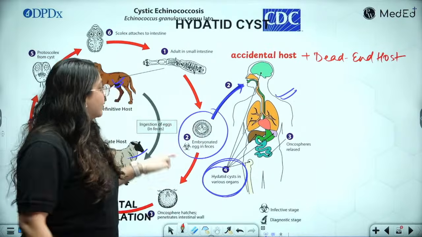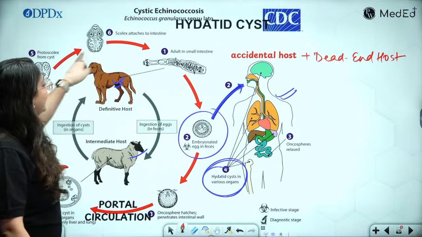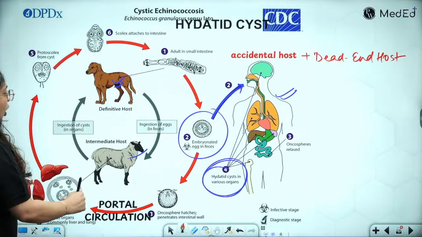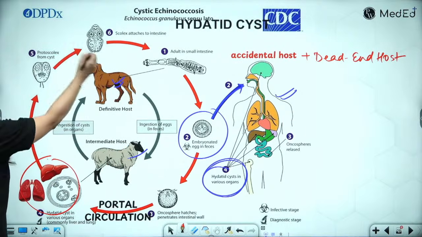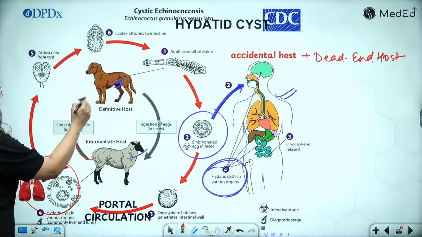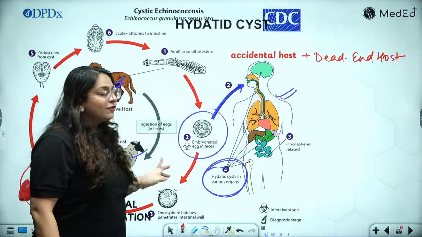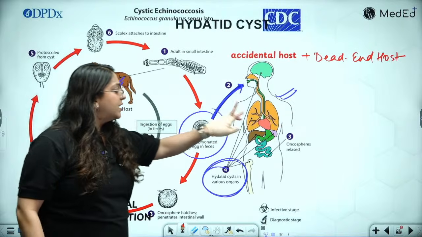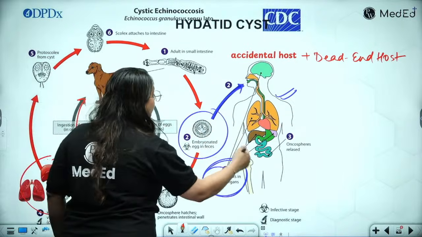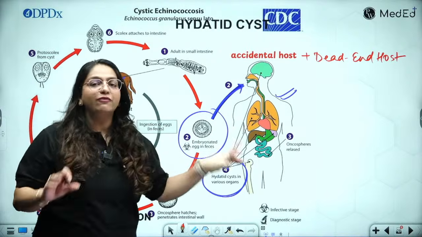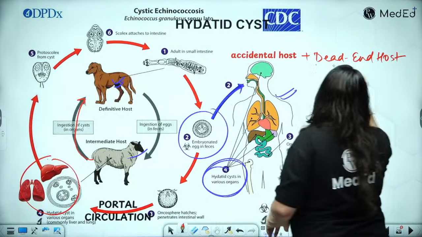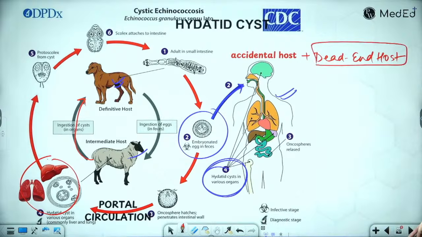Humans, okay, because it was simply supposed to move between animals and dogs. So from the dog it will go to a sheep. In the sheep it will create hydatid cyst, then it will come back to the dog because the dog will eat the meat of the sheep. But instead of the sheep, if a human comes into the picture, then it gets formed in the human body, and nobody eats the meat of humans, therefore humans are the dead end host. Okay, humans are the dead end host.